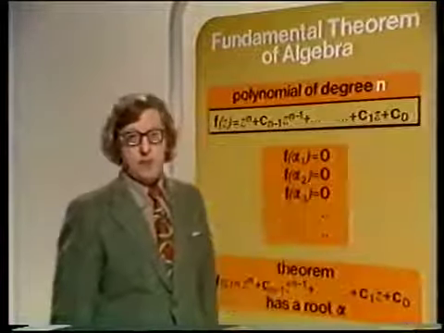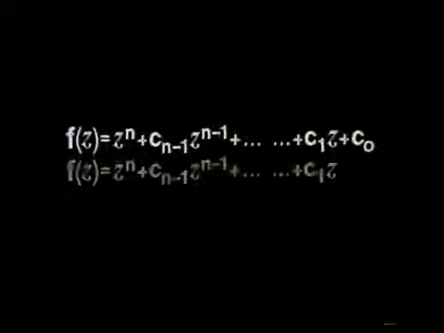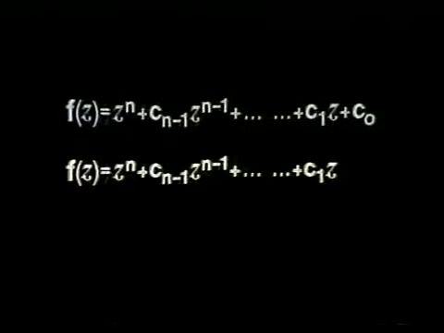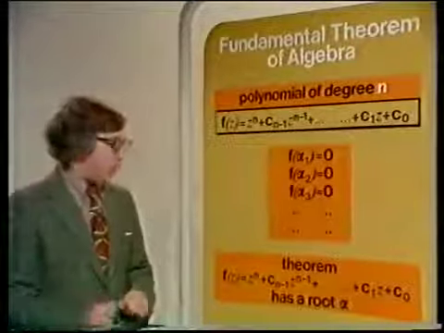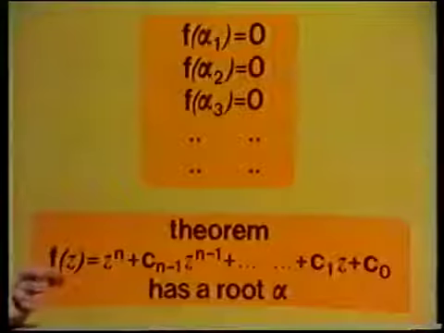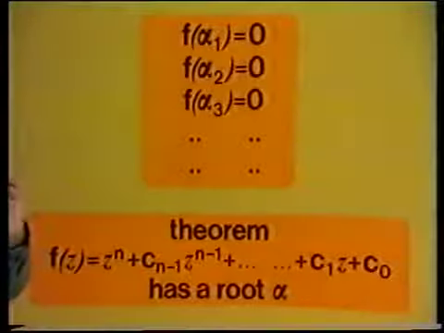Well, why do I do that? Well, you see, if I have c_0 equal to 0, then it's immediate that there is a root. It's z equal to 0. And so the theorem would be proved. There would be nothing to prove. So in order to have something to prove, I'm going to take the coefficient c_0 to be non-zero. So now we know what this first theorem we're going to prove is. It states that a polynomial like this has a root, alpha.